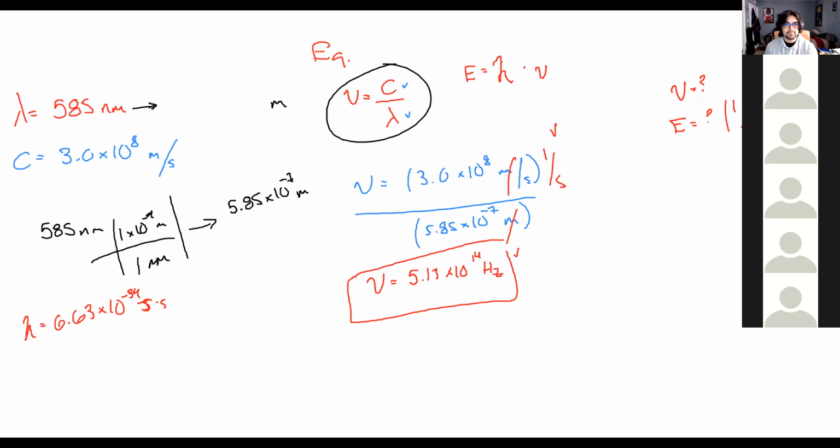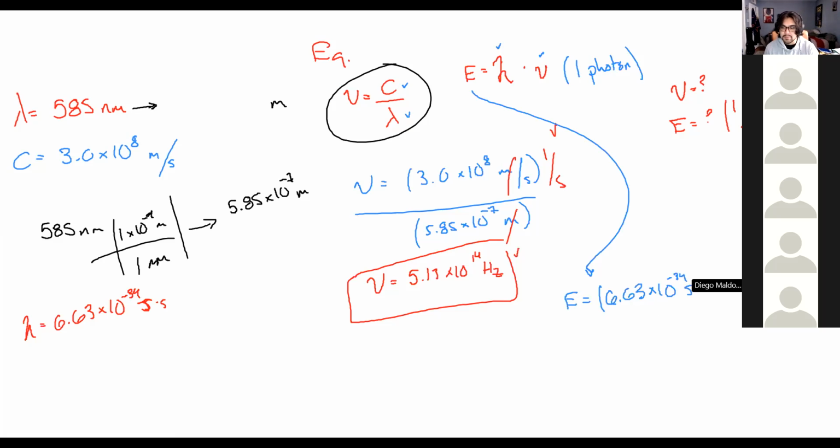Well, if you use the energy equation now, you'll only be solving for 1 photon. Yes, that's one major thing. We're solving for 1 photon. We'll get to that part right now. Let's calculate our energy first. So my energy is equal to 6.63 times 10 to the negative 34 joules times seconds, and then our frequency is 5.13 times 10 to the 14, 1 over a second.